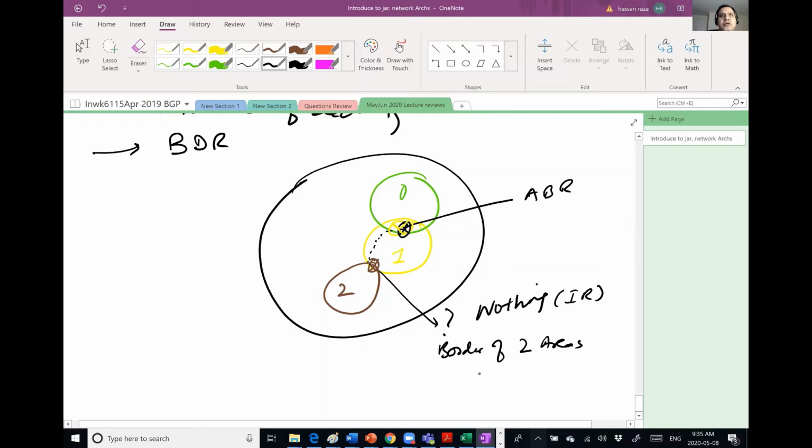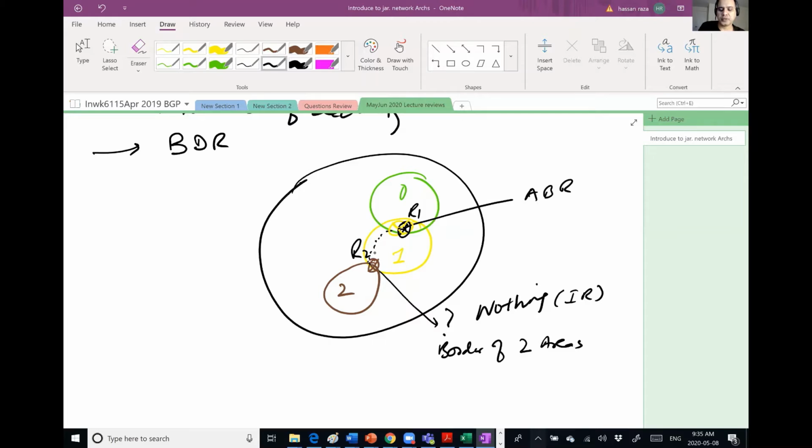So this router does not qualify as an ABR, because the ABR definition says at least one of the interfaces of that router should be in area 0. So this, let's say, is R1. This, let's say, R2. So R1 is ABR, but R2 is not ABR. Why? Because one interface is in area 1, the other interface is in area 2. None of the interfaces is in area 0.